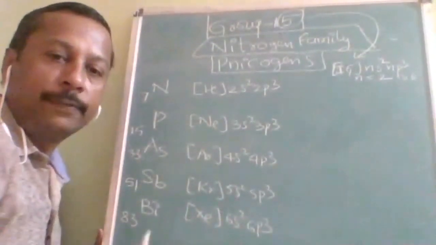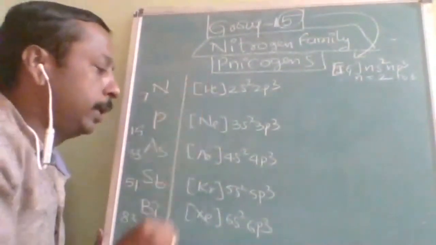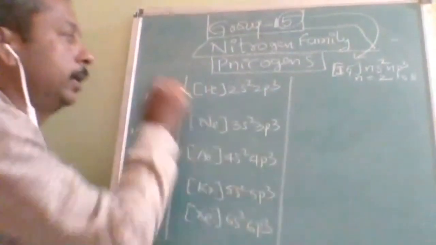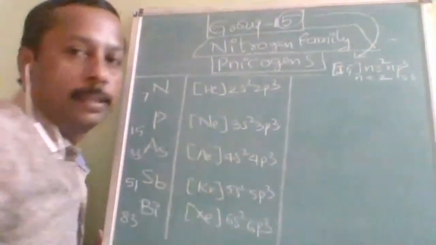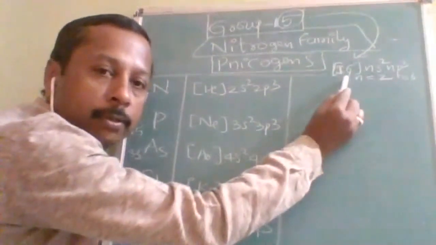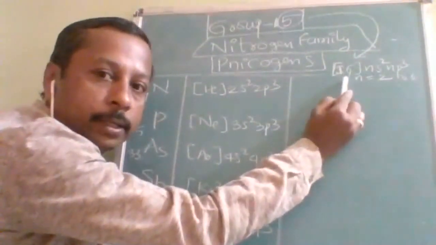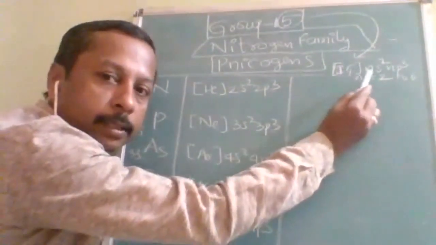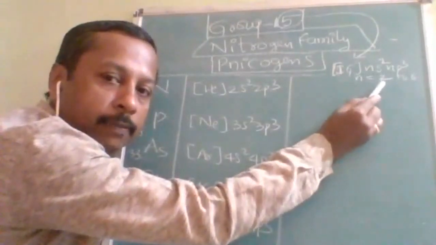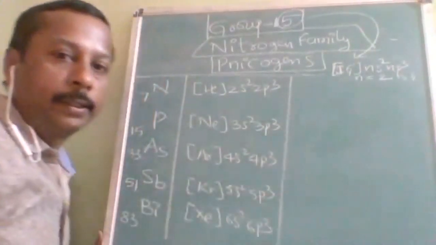This type of configuration is called the condensed electronic configuration, or the general group configuration. Here the inert gas changes and the n value changes. The n value starts from 2 and reaches up to 6.